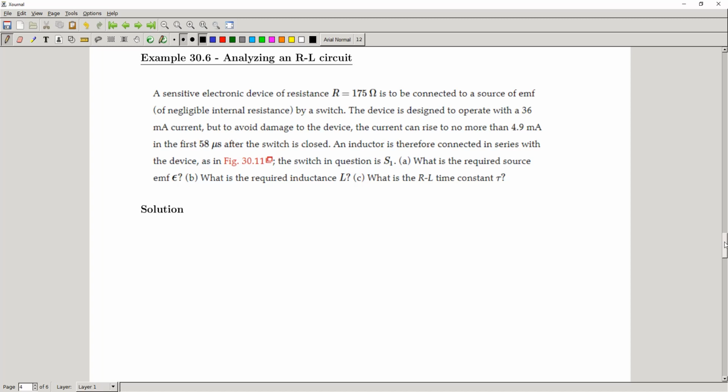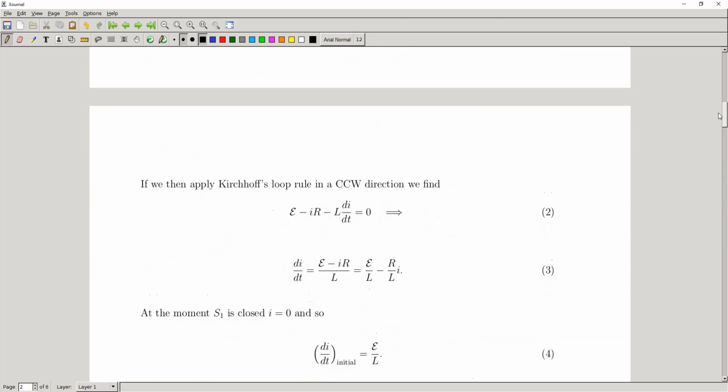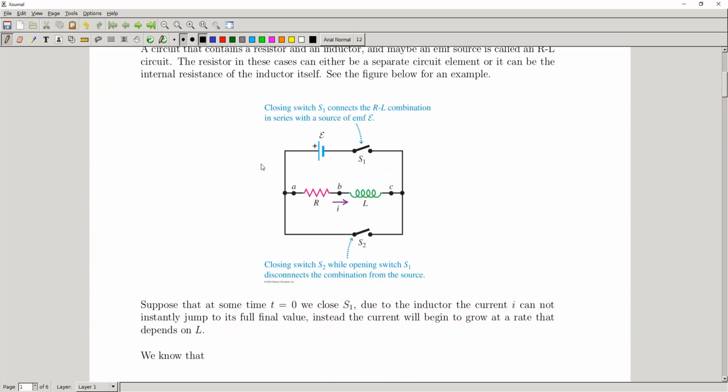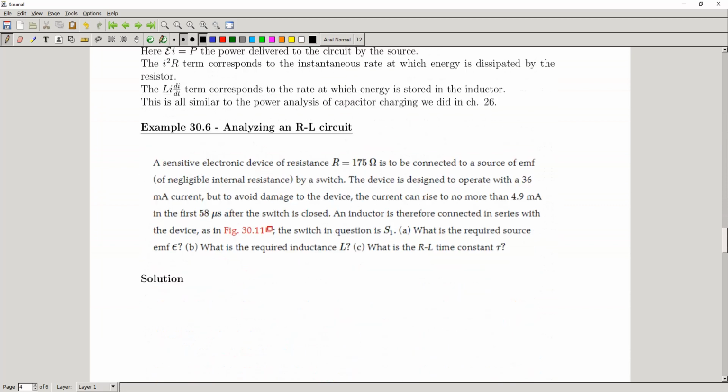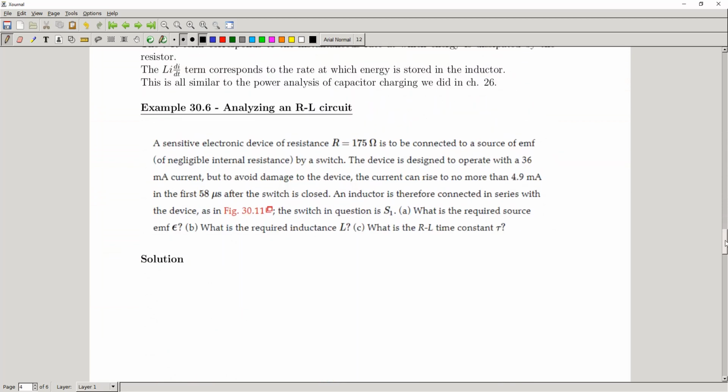So when we turn this thing on, we need to have some sort of inductor in there that's going to limit the rate at which our current can increase. We need it to be limited to no more than 4.9 milliamps in the first 58 microseconds. Like I said, we're going to put an inductor in here. It's basically going to give us the setup that we saw up here. We can imagine that it's basically this setup that we have here. And so we switch on our S1, and the current starts to build up.